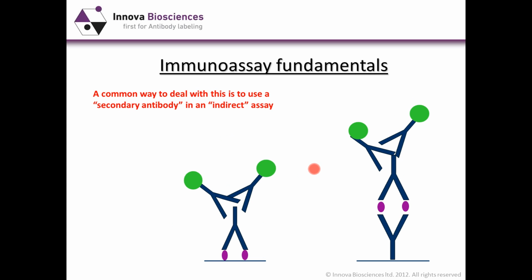So a common way of overcoming this is to use a secondary antibody in a so-called indirect assay. And showing the approach here, you would have your secondary antibodies which are labeled with your enzyme or your fluorescent dye, and these will detect your antigen-specific antibody. Here in this simple direct assay, and here in the sandwich assay with your secondary antibody detecting your specific antibody.